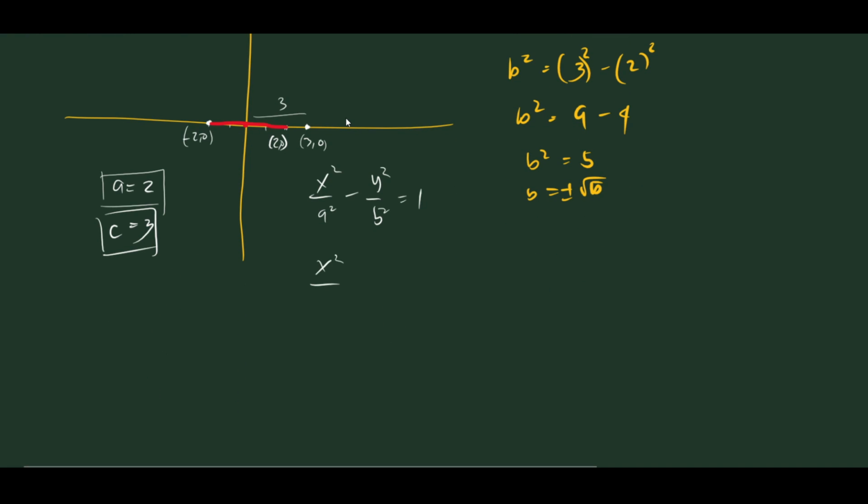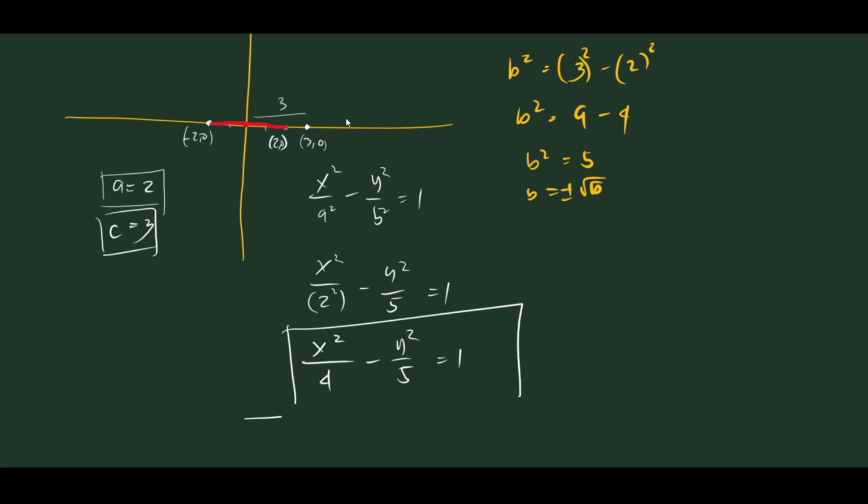So if we substitute our values here, we have x squared over a squared, where a is 2, so 2 squared, minus y squared over b squared, which is the square root of 5 squared, and that would be equal to 5. If we rewrite this, we have x squared over 4 minus y squared over 5 is equal to 1. So this is the equation of our hyperbola. Very cool indeed, right?